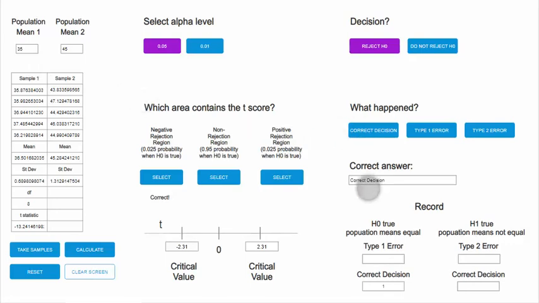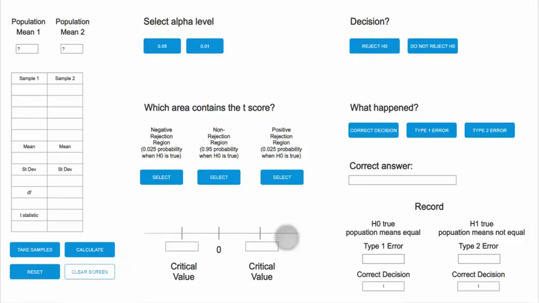And this right here tells me if I picked the correct answer right here. And I did, because I clicked on correct decision, and that's actually correct. So this is a way of checking your answer from right here. And when I click on reset, it's going to update my record again.